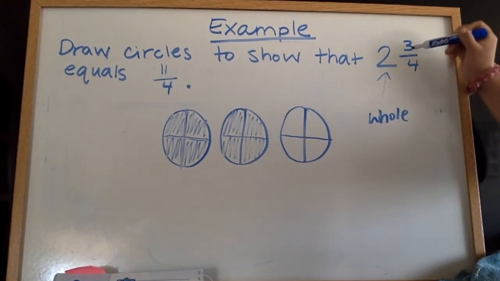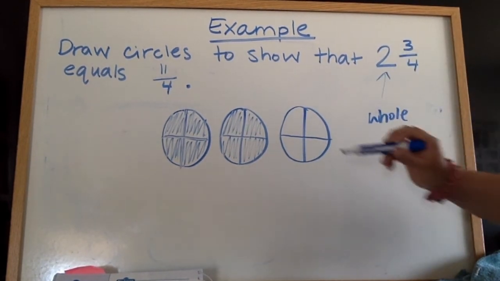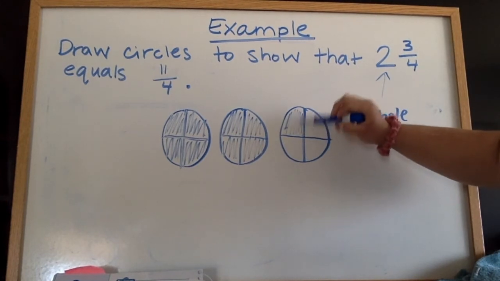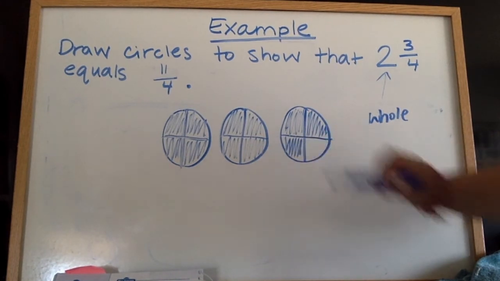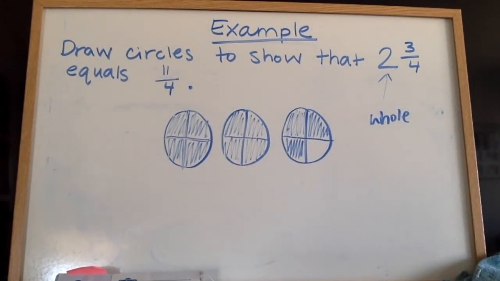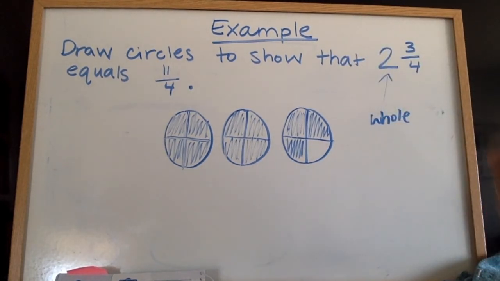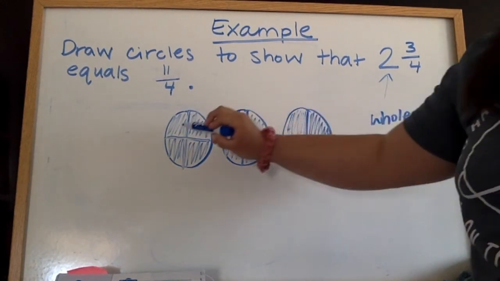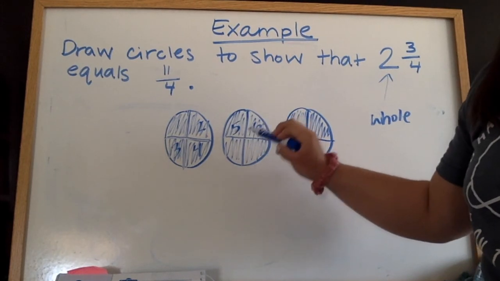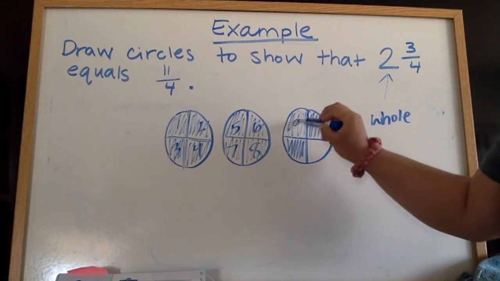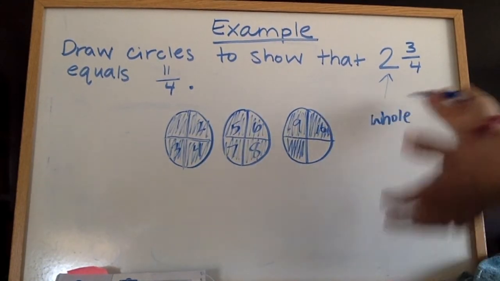Now over here it said there's 3/4, so that's part of a whole. So I have to fill in 3 of these pieces. Okay. Now, I want to double check to make sure that this does represent 11/4. So I'm going to count up all of the fourths that are shaded in. Ready? 1, 2, 3, 4, 5, 6, 7, 8, 9, 10, 11. So it did. We showed exactly what it told us to do.